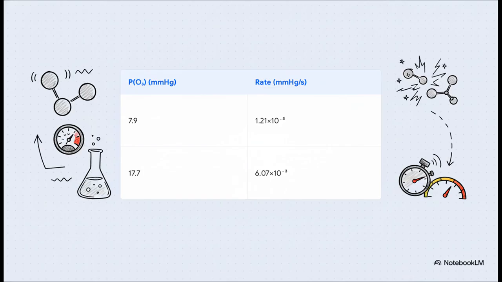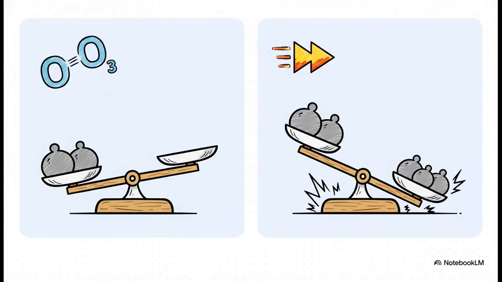Just looking at it, you can see that when the ozone pressure goes up, the rate goes up too. But the real question is, by how much? That's where the secret is buried. And this is where it gets really interesting. When you look closer, the ozone pressure more than doubles, right? It goes from about 8 to almost 18.